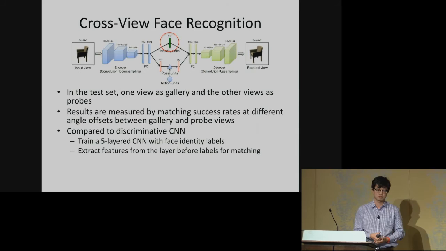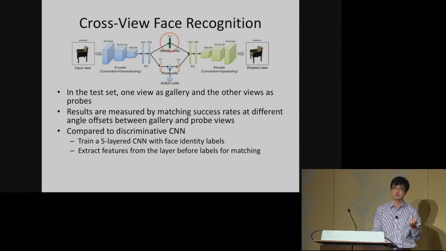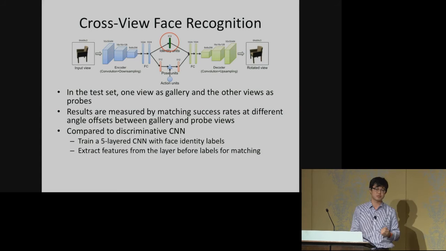Remember that our encoder model can produce two groups of features. One group of features doesn't change with the pose, so we can use that group, the identity features, to perform cross-view face recognition. So this is the result.